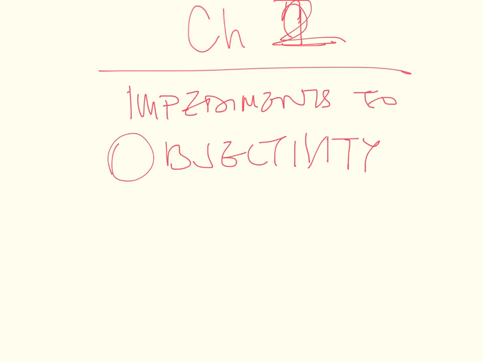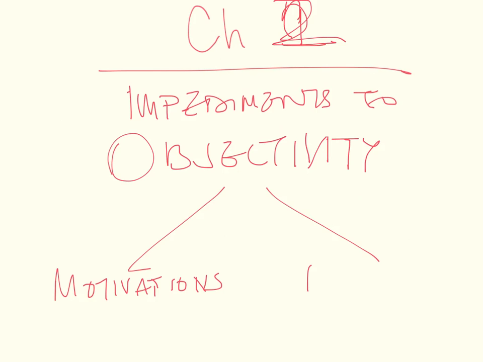And Chapter 2 is separated into two broad categories of impediments, one having to do with motivations, and the other having to do with certain destructive beliefs.